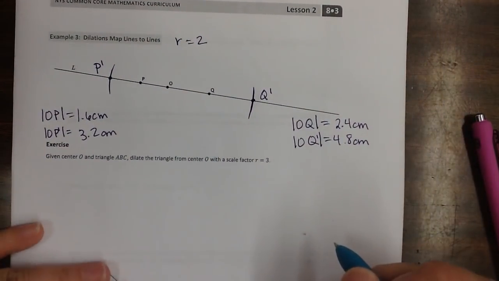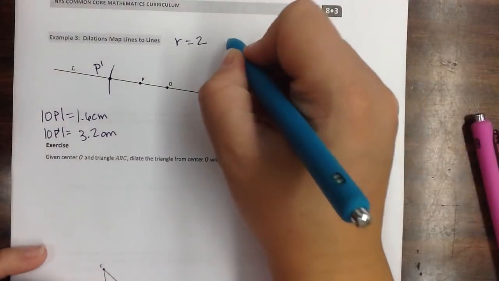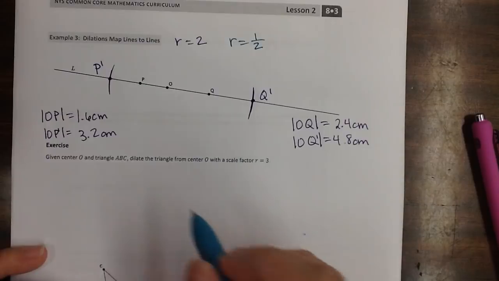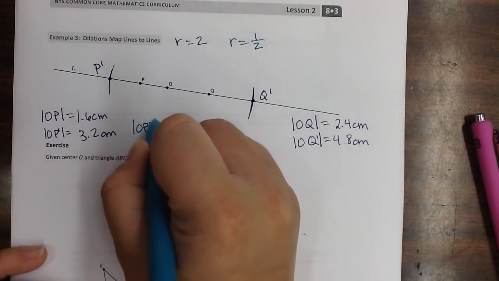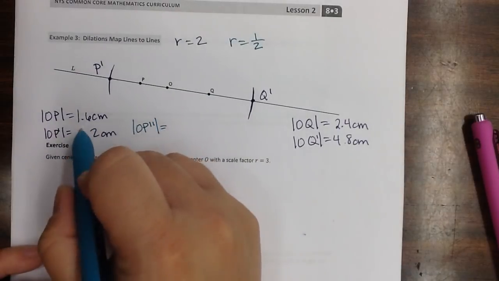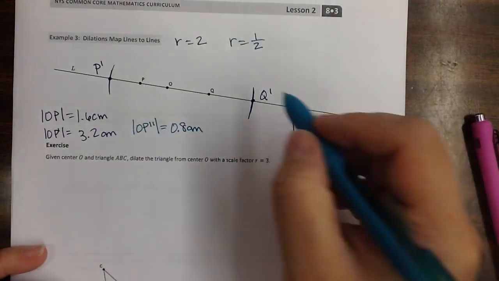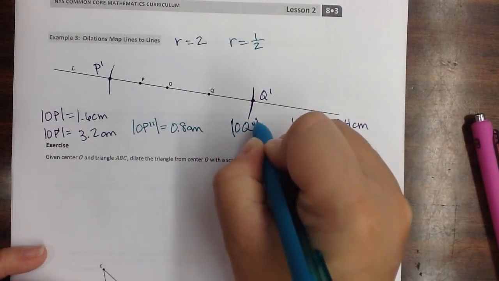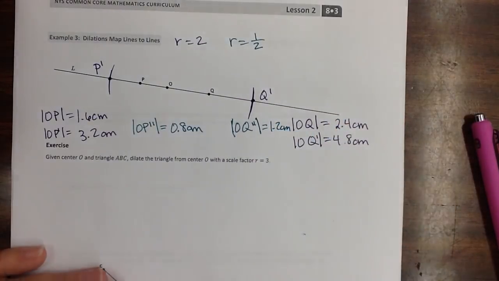Now, I'm going to also show you what this would look like if we use a scale factor of less than 1. So if we use a scale factor of 1/2, okay, the distance from O to P double prime would be half of 1.6, which would be 0.8 centimeters. And the distance from O to Q double prime would be half of 2.4, which would be 1.2 centimeters.